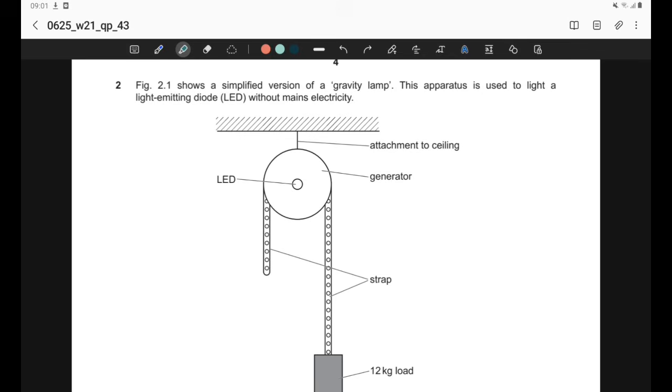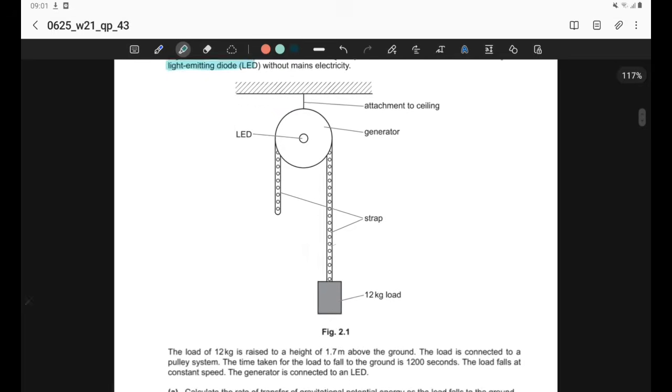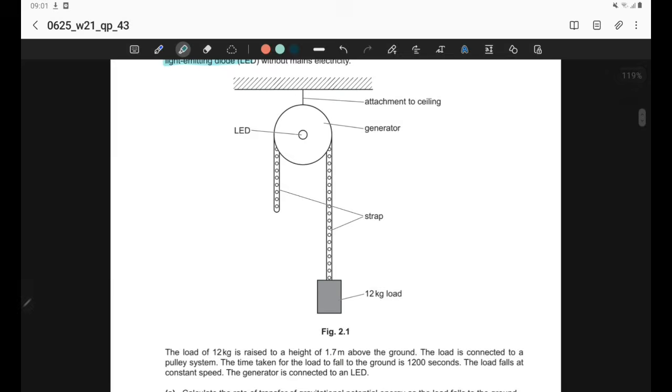Figure 2.1 shows a simplified version of a gravity lamp. This apparatus is used to light a light emitting diode without mains electricity. The load of 12 kg is raised to a height of 1.7 meter above the ground. The load is connected to a pulley system. The time taken for the load to fall to the ground is 1200 seconds. The load falls at a constant speed. The generator is connected to an LED.